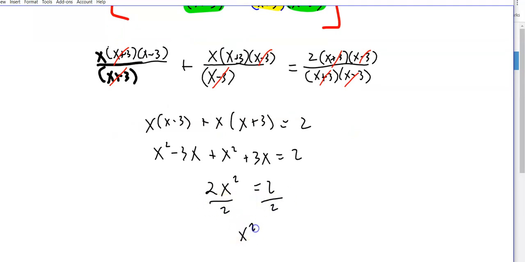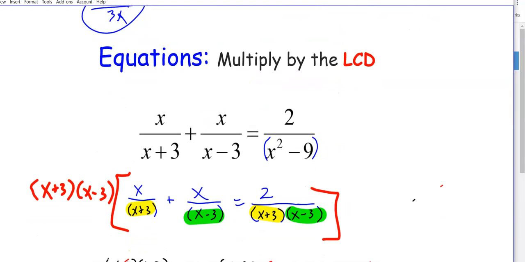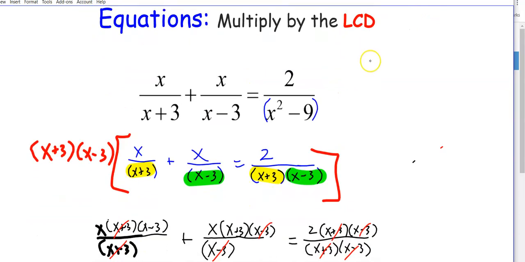Get x squared equals 1. Take the square root of both sides, don't forget plus or minus. So you get x equals plus or minus 1. So we get two answers there for x, right? So x is equal to 1 or negative 1.